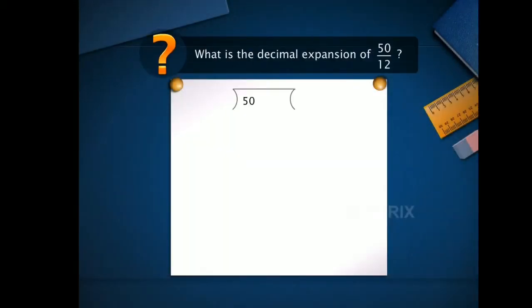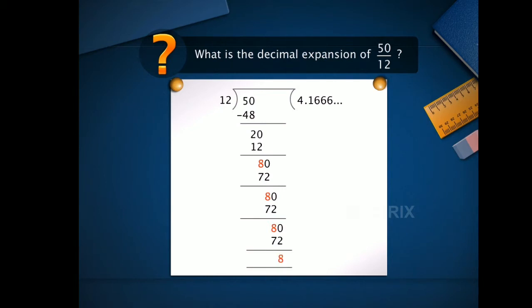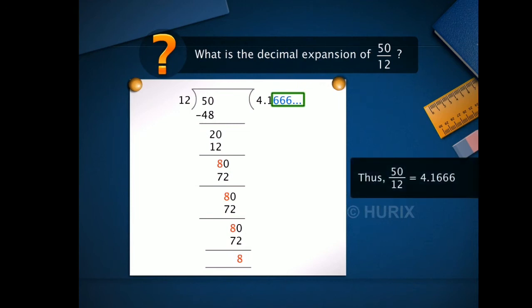Let us now divide 50 by 12 and observe its decimal expansion. Observe that when we divide 50 by 12, the remainder 8 starts repeating itself. Consequently, the digit 6 repeats itself in the quotient, and this repetition continues endlessly.